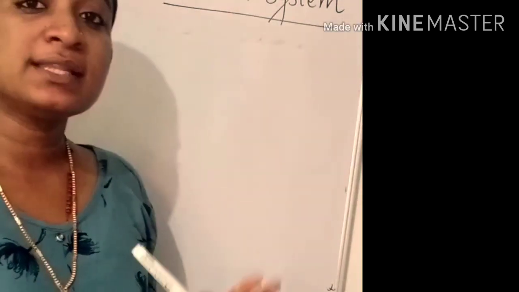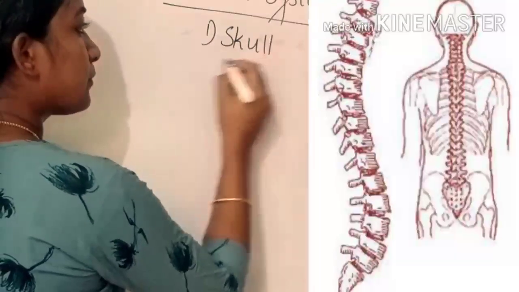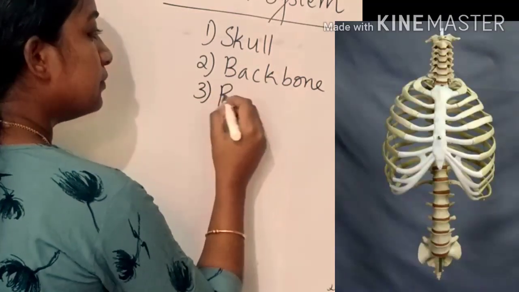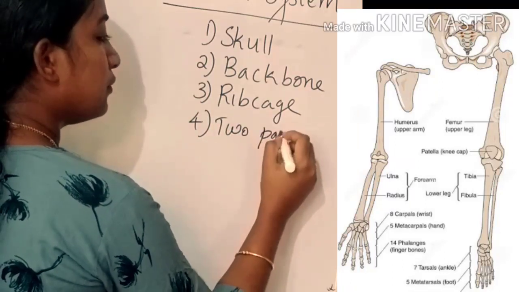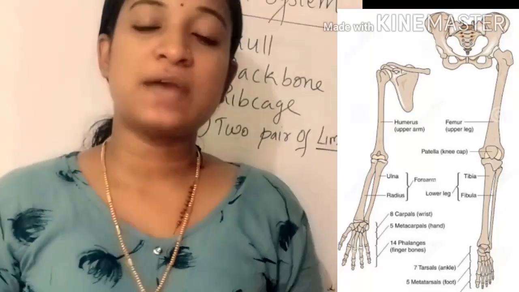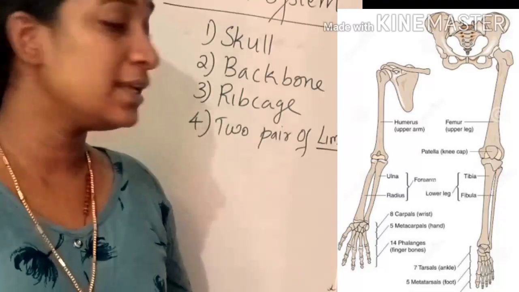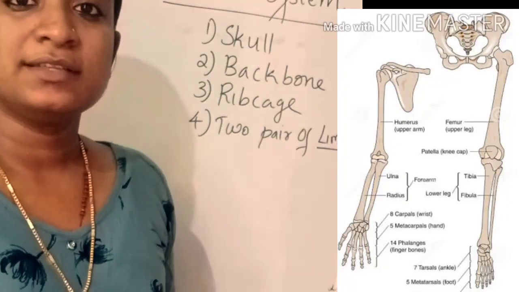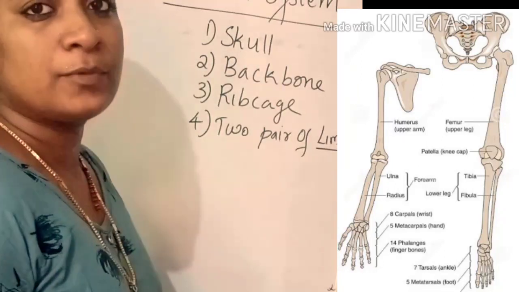Now let us discuss the parts of the skeletal system. The parts of the skeletal system include the skull, backbone, rib cage and two pairs of limbs. In animals, the limbs are the hands and legs. In the front, the forelimbs are the hands, and at the back, the hind limbs are the legs.